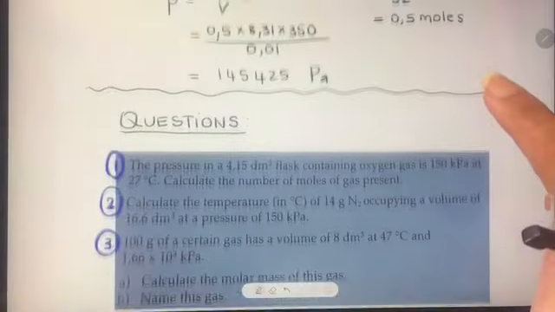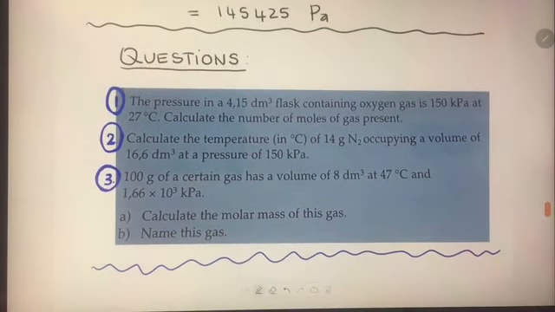And then, of course, a couple of questions for you to go work out so that you can also practice using the ideal gas equation.